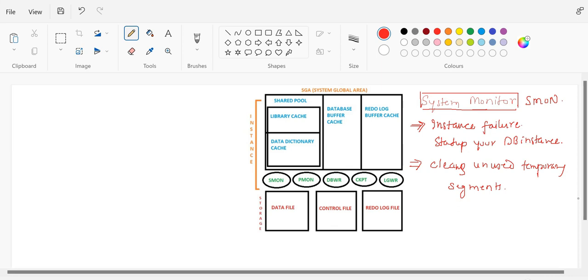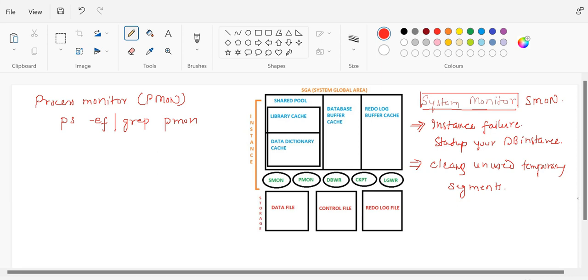Moving forward with the next process, that is the process monitor, what we call PMON. PMON is an important process. If a database instance is in an up and running condition, you can use the command ps -ef | grep pmon to identify whether the database instance is up and running or not. If you want to kill the sessions of the database, you can kill the process ID of the PMON also.